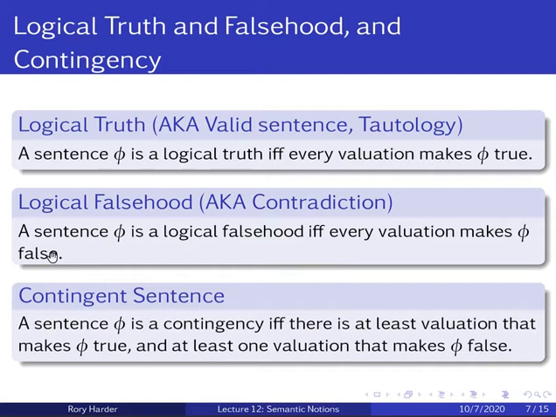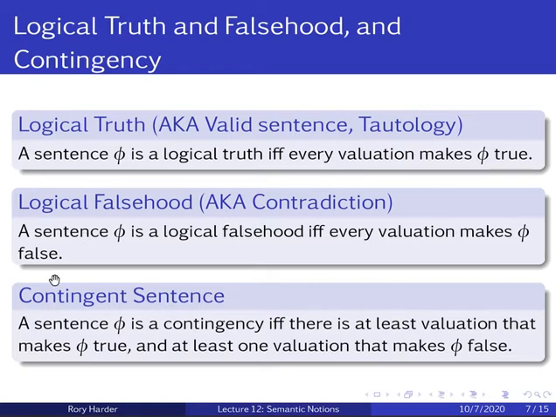Now, a sentence phi is a logical falsehood or a contradiction just in case every valuation makes phi false. In terms of truth tables, that means a sentence phi is a contradiction just in case every row of the truth table makes phi false. Every way of assigning truth values to the atomic sentences in phi is one which makes phi overall false. So phi has the letter F under its main connective on every row of its truth table. That's how we know whether phi is a contradiction by using the method of truth tables.